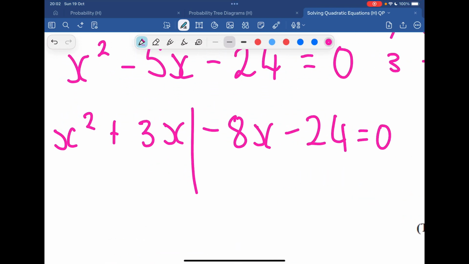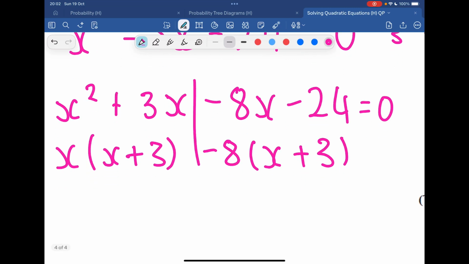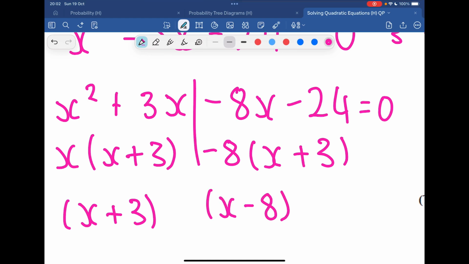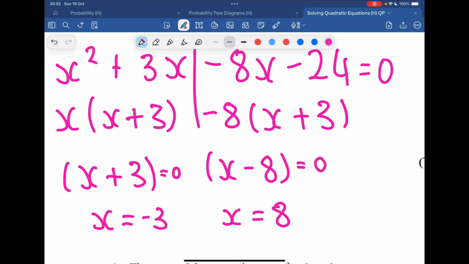We're going to factorise each half. I can take out a factor of x here. I'm going to have x plus 3 on the inside of my brackets. And I can take out a factor of negative 8 here. And then I'm going to have x plus 3 in this bracket as I did before. So then clearly our first bracket is x plus 3. And our second bracket is going to be x minus 8. Solving this, we can see that if this is equal to 0, then x must be equal to minus 3. And here, if this bracket is equal to 0, then x must be equal to 8.